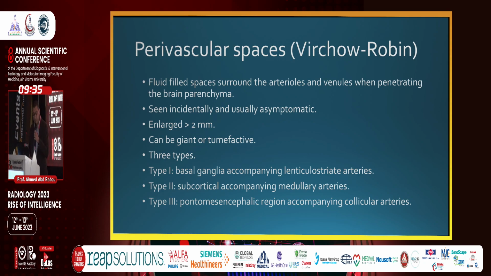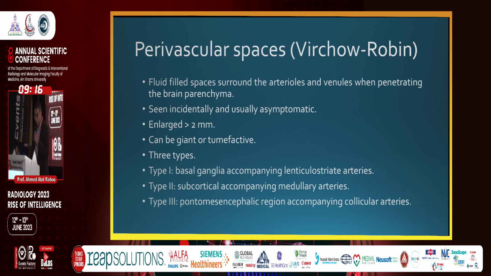It is seen incidentally, and it's usually asymptomatic. When it's more than 2 millimeters, we call it enlarged perivascular space, and it can be of bizarre shape and enlarged, and we call it a giant or tumefactive perivascular space. And there are three types of perivascular spaces.